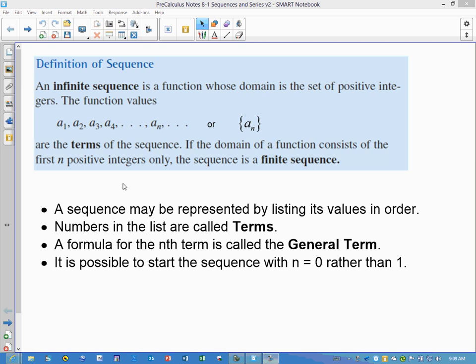And we're going to see as we go through our examples that it is possible to start your sequence with n equals 0 rather than n equals 1, but officially your sequence is going to be a function whose domain is the set of positive integers. So the first value in the sequence you get by having 1 as your input, the second value or term you have 2 as your input, etc. But this can be shifted to using 0 rather than 1 in certain circumstances. But most of this is going to be more evident in examples.